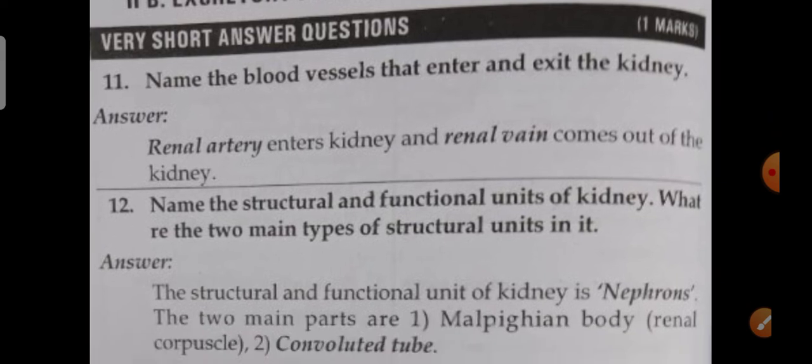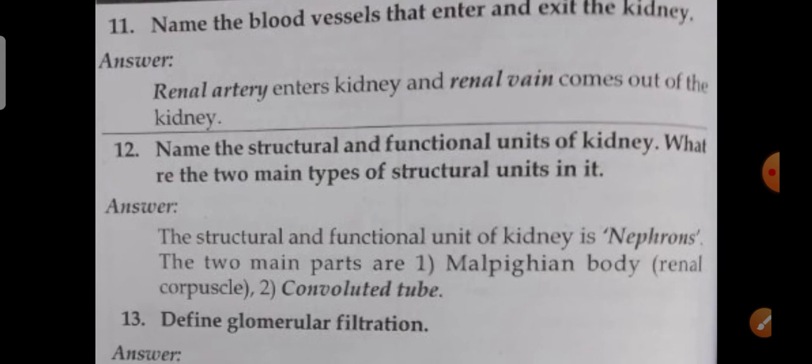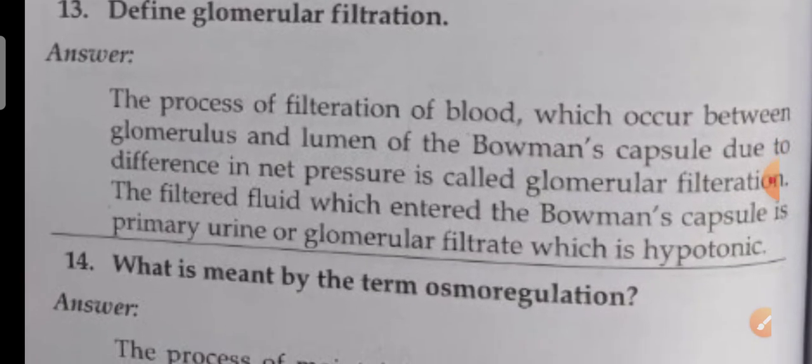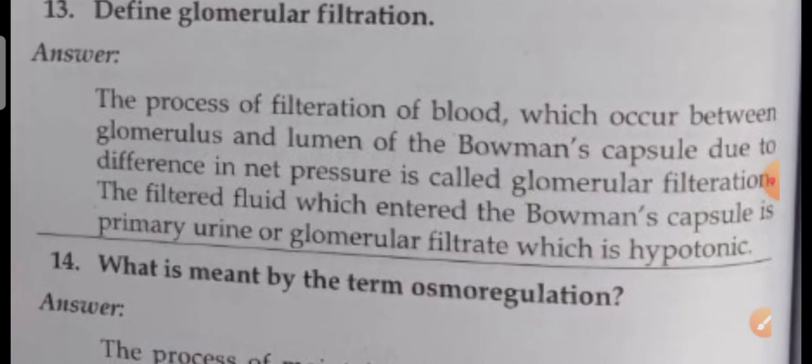Next, name the structural and functional units of kidney. The structural and functional unit of the kidney is the nephron. The two main parts are the Malpighian body, that is the renal capsule, and the convoluted tubule. So next one is define glomerular filtration. The process of filtration of the blood which occurs between the glomerulus and the lumen of the Bowman's capsule due to the difference in net pressure is called glomerular filtration. The filtered fluid which enters the Bowman's capsule is primary urine or glomerular filtrate, which is hypotonic.